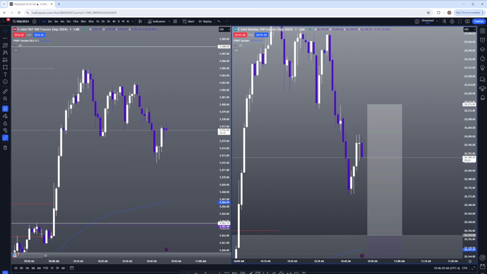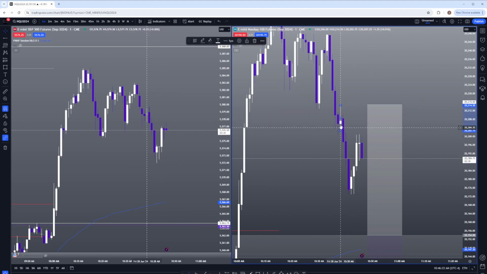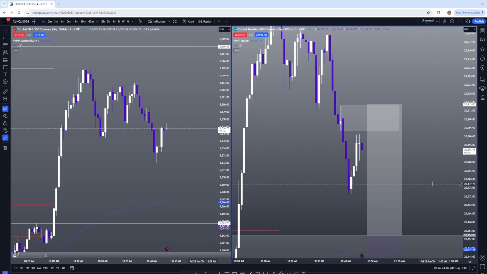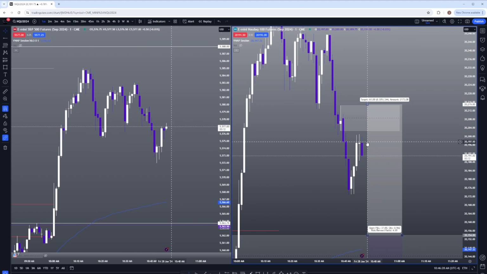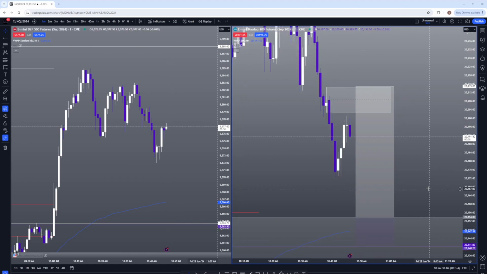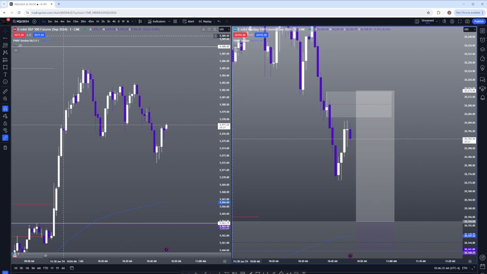Shorting one from the 1 minute OB. See how we touched into it. Could be a decent short there. We saw us respect that 1 minute fair value gap, drop, trade back up. We haven't touched into that 1 minute OB yet. Yeah, it could be a decent short.